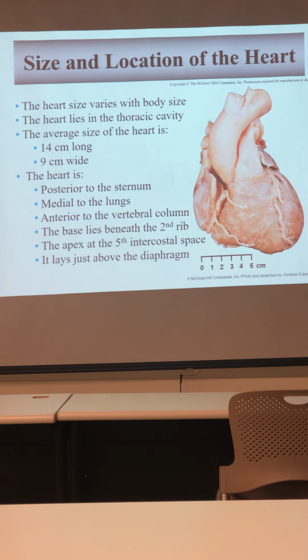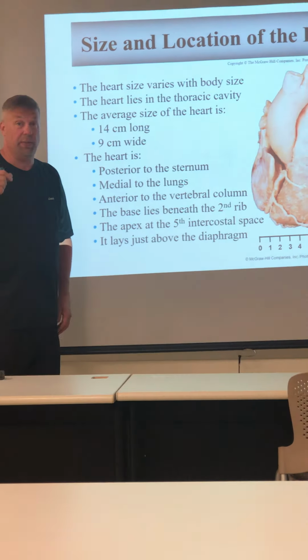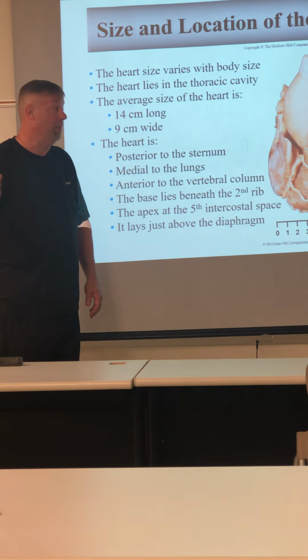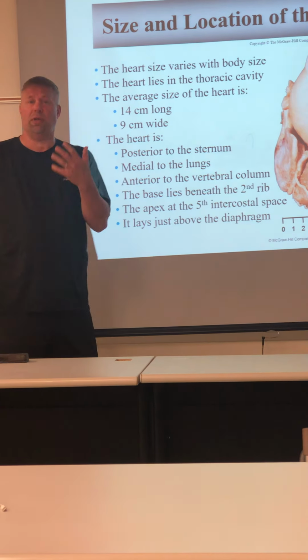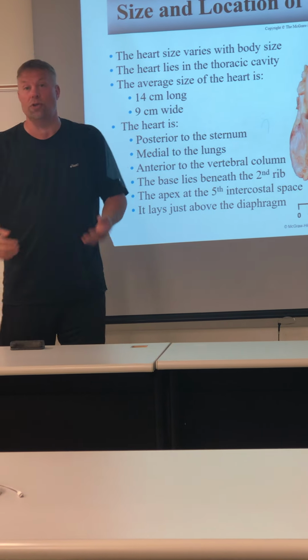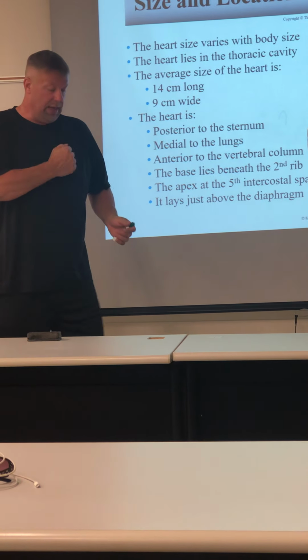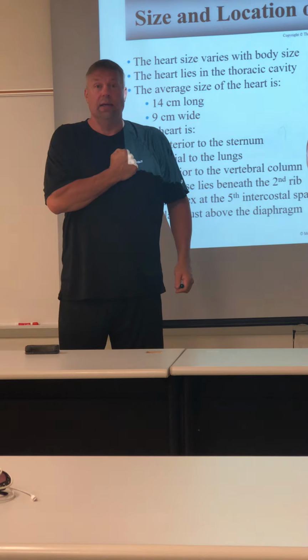The heart lies between the second and sixth rib. Now, let me say that again, second and sixth rib. I have students say, yeah, but the book says it's the second rib and the fifth intercostal space, which is between the fifth and sixth ribs. So between the second and sixth rib, it's slightly left of the midline.